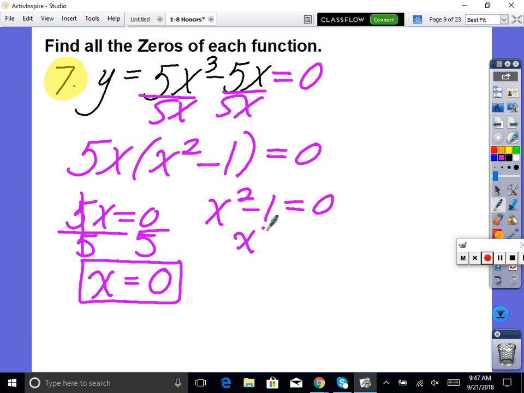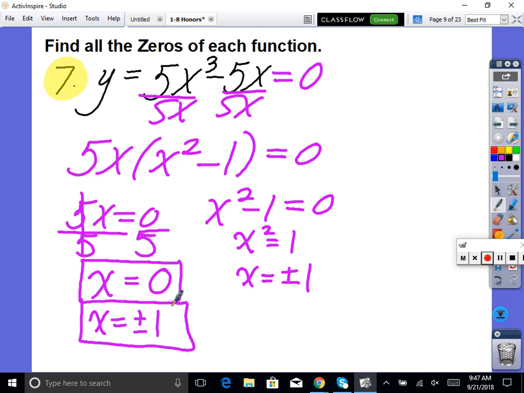So now we'll add 1. X squared equals 1. So x is equal to root 1, which is 1. So we'd say x equals plus or minus 1. So then count degree 3. We have 3 solutions. We're all good here.